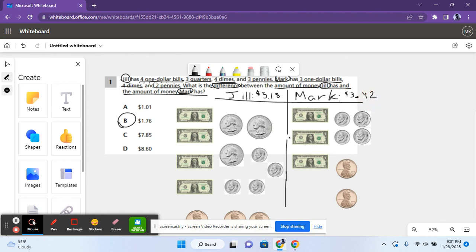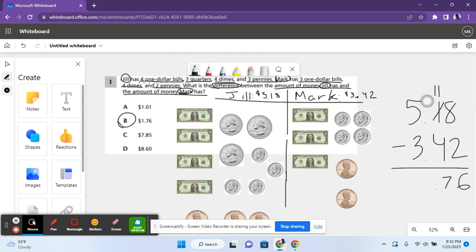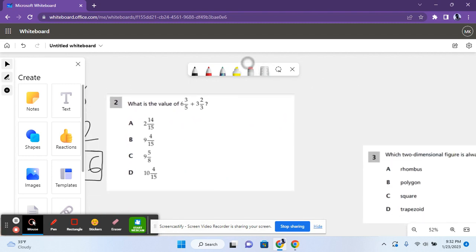Now we have to subtract the amounts to get the answer. So we have $5.18 minus $3.42. And you have 8 minus 2, that's 6. You make this 11. 11 minus 4 is 7. Cancel out the 5, make it a 4 since you regrouped. 4 minus 3 is a 1. So the difference between the amounts is $1.76, which is answer choice B. Let's move on to the next problem.